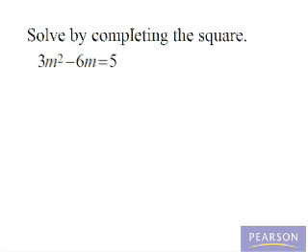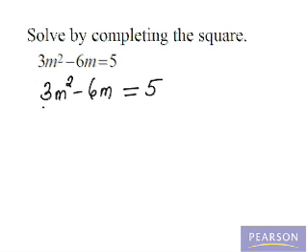Solve by completing the square. 3m squared minus 6m equals 5. We're going to divide both sides by the coefficient of m squared. So we have 3m squared minus 6m equals 5, and we divide both sides of the equation by 3.